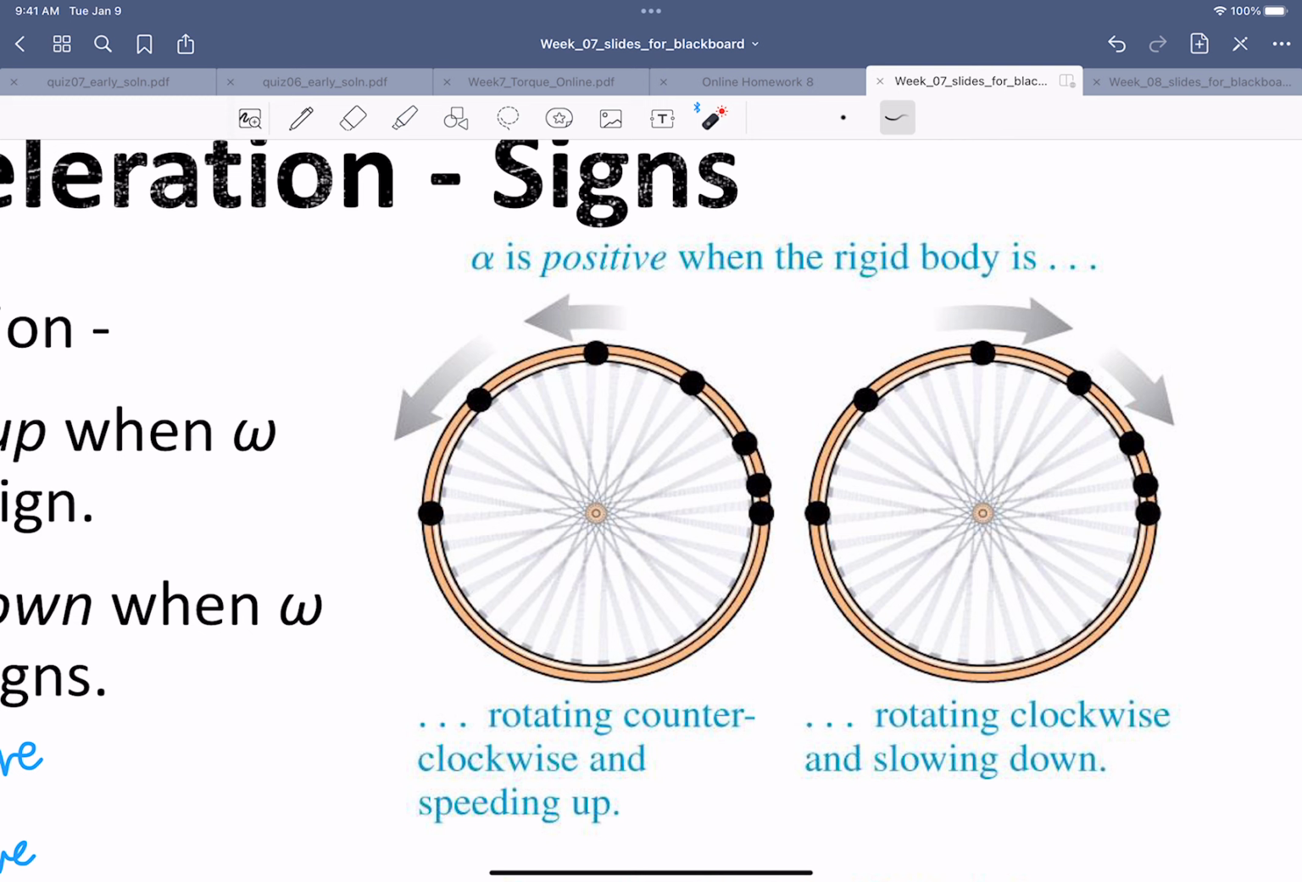How about if I'm moving counterclockwise and I'm slowing down? What are my signs for angular velocity and acceleration? Angular velocity is positive because it's counterclockwise, and then acceleration is negative since I'm slowing down. They have to oppose each other.